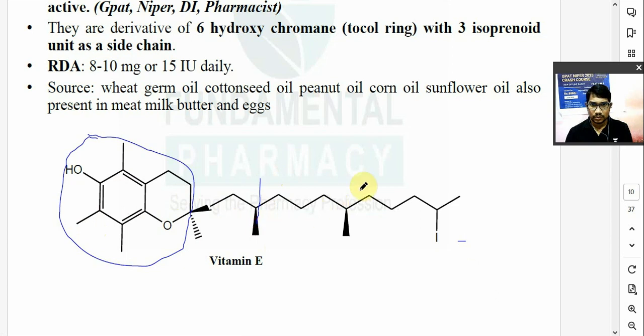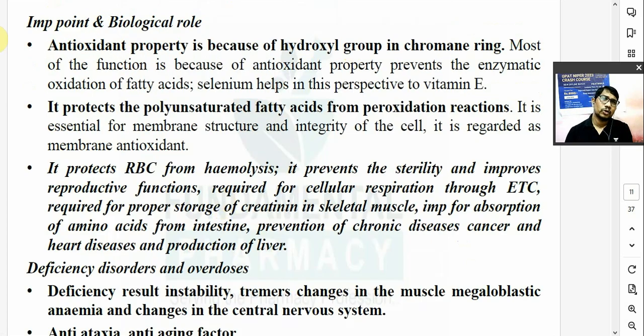एंजाइमेटिक ऑक्सीडेशन ऑफ फैटी एसिड. सो अगर फैटी एसिड का ऑक्सीडेशन नहीं होने देगा तो यहाँ पे क्या नहीं होने देगा, अर्थरोस्क्लेरोसिस नहीं होने देगा. सो विटामिन ई इज वेरी इंपॉर्टेंट for the atherosclerosis. So, if deficiency of vitamin E, that can result in atherosclerosis. Atherosclerosis जो block होता है हार्ट में, आर्टरी में. So vitamin E is very important. Along with selenium, selenium जो है, it is a trace element. They act synergistically. Selenium with the vitamin A, they act synergistically in this perspective. So it helps in this process to the vitamin A.